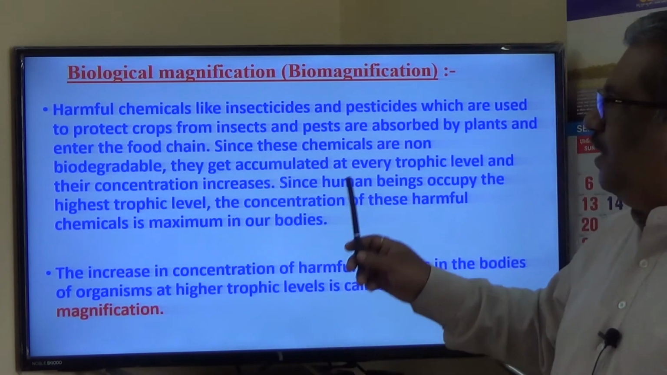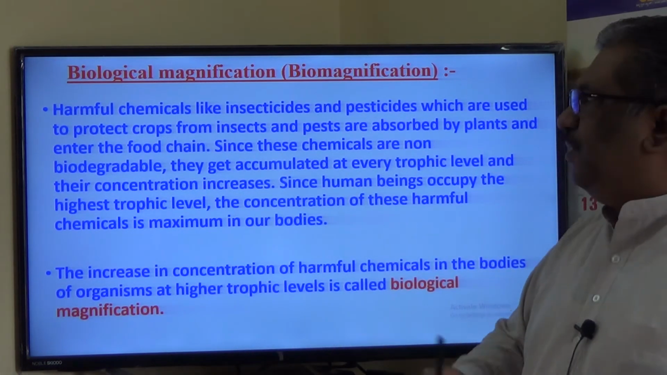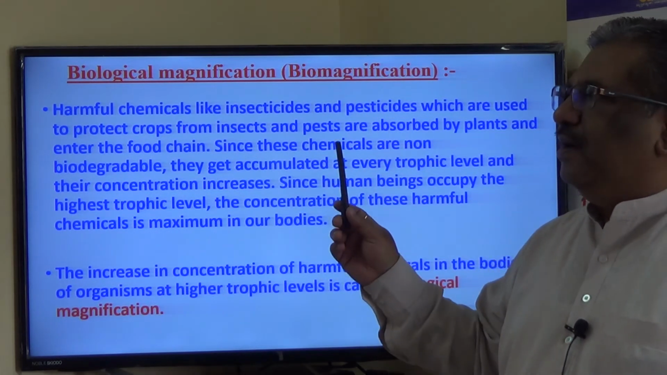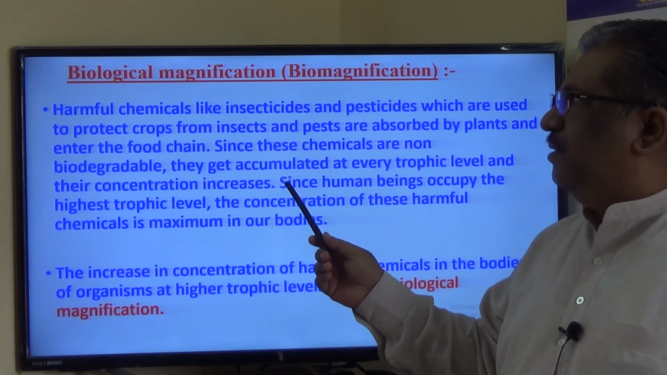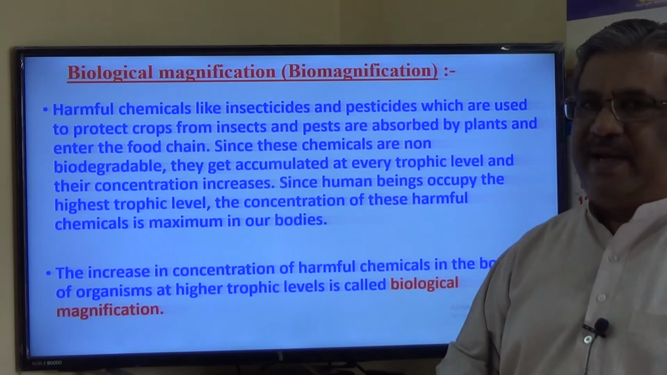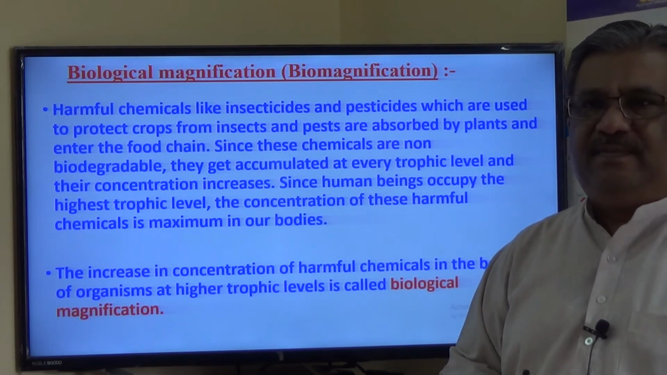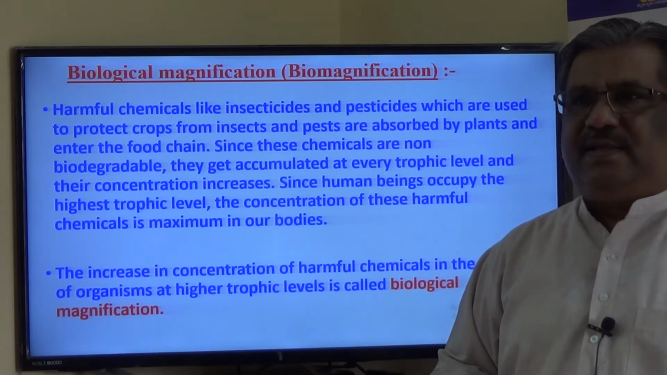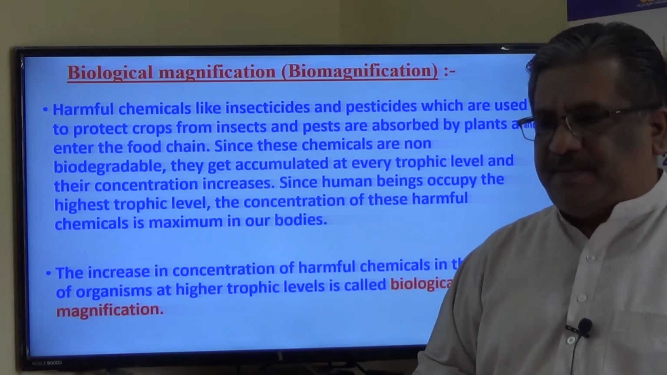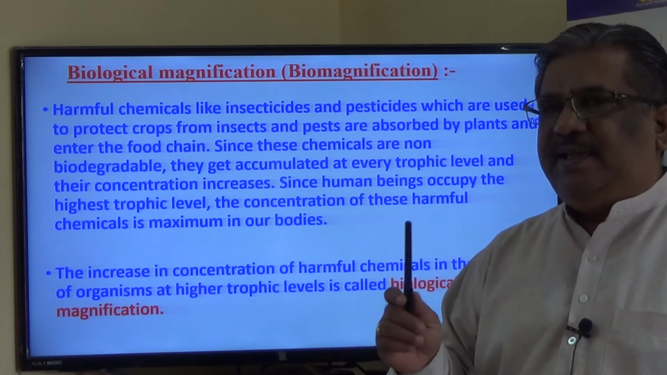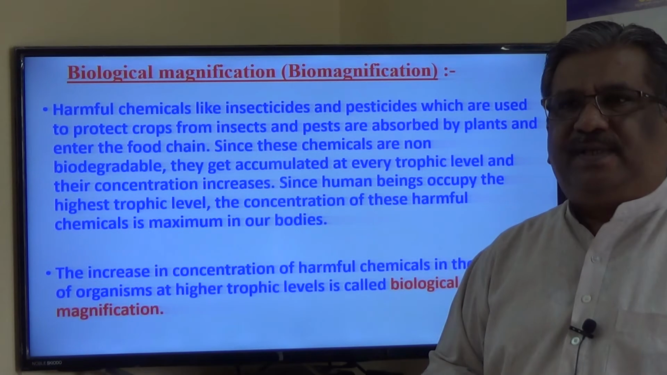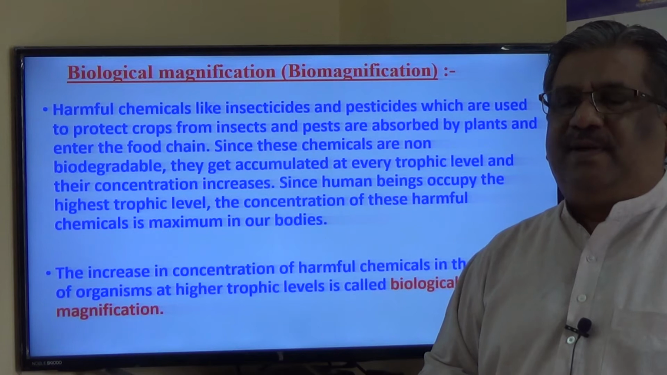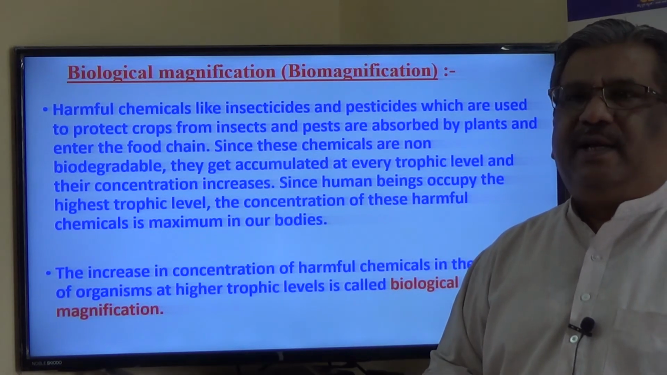Next comes, there is one process called biological magnification, which is also called biomagnification. What is this important? You should know. Definitely there is going to be one question on explain biological magnification. What is it? We use pesticides and insecticides for protection of the crops. But these pesticides and insecticides, we have seen already that these are non-biodegradable substances.